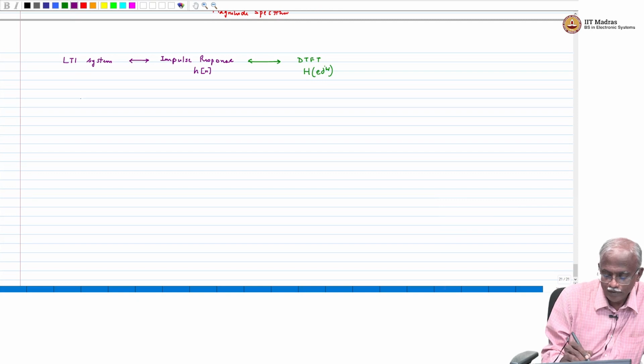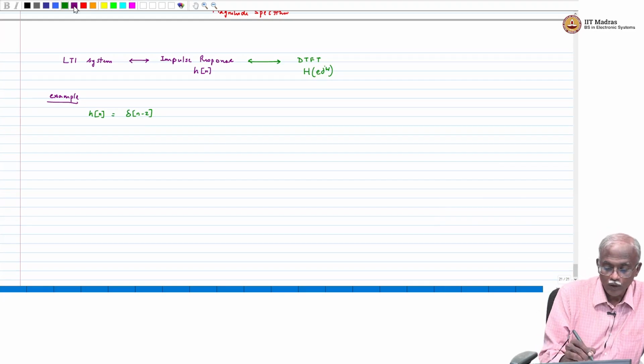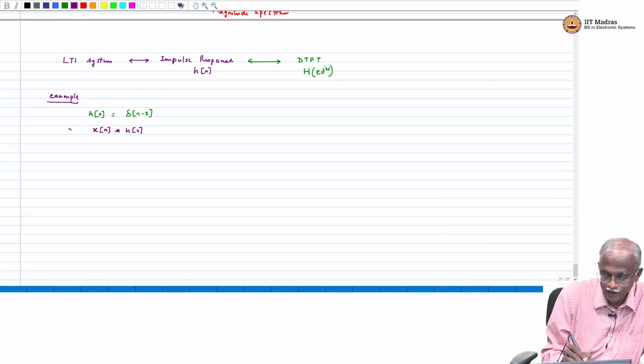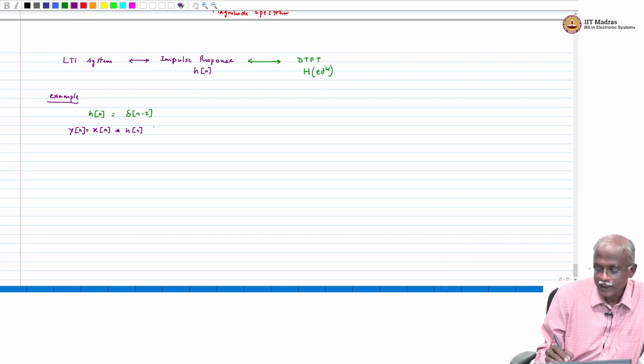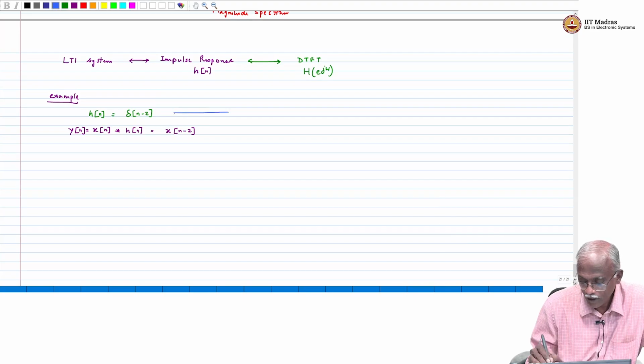Suppose h of n is equal to delta of n minus 2. Now, we know what this will do. If you are convolving an input with this LTI system, then it will produce for you x of n minus 2. Now, this delta function can also be visualized in the following manner.